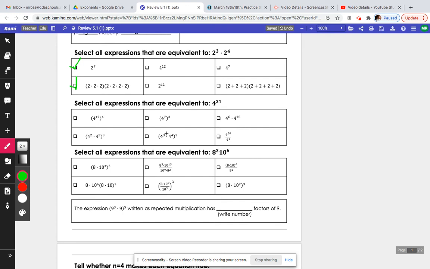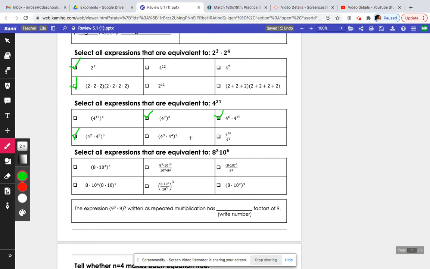Next, we have select all that apply for the option of 4 to the 21st. Well, 17 times 4 is not, because it's the power of a power rule here, and that is not 21, so that's not right. 7 times 3 is 21, so this one's correct. 6 plus 15 is 21, so this one's correct. And we could keep going. 4 to the 2 times 4 to the 5th is actually going to give you 10, or I'm sorry, 7. And then 7 times 3 will also be 21, so this one's correct.